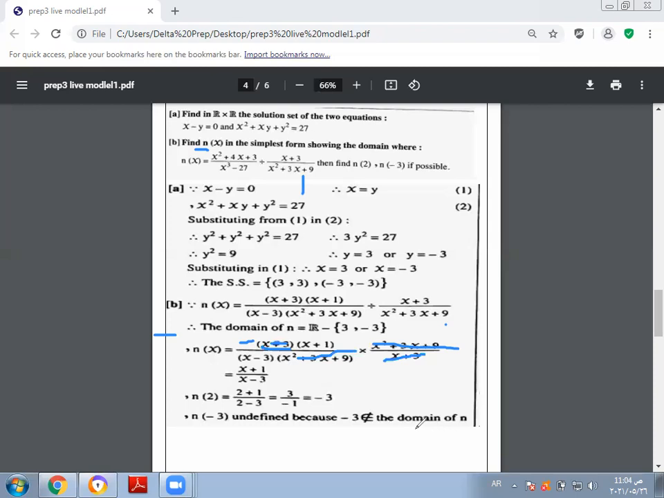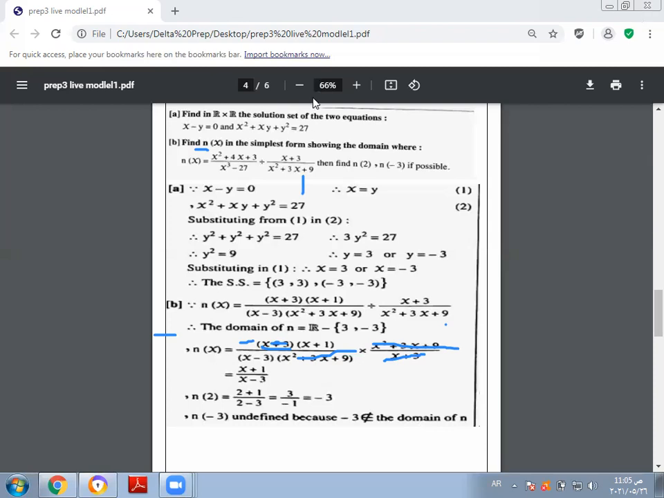In this question, we want to find the value of n of 2 and the value of n of negative 3. To find the value of n of 2, we replace x by 2. So n of x equals x plus 1 over x minus 3. We replace x by 2. It will be 2 plus 1 over 2 minus 3. It will be 3 over negative 1, which equals negative 3.